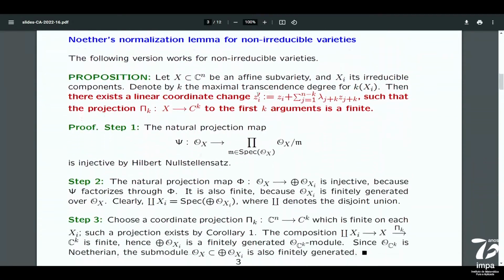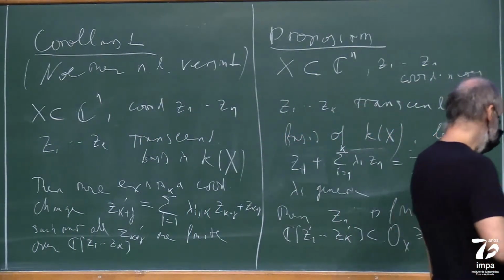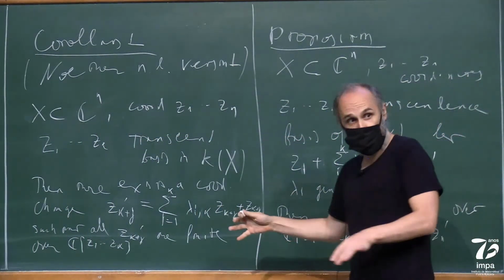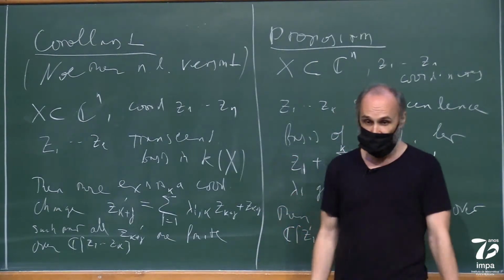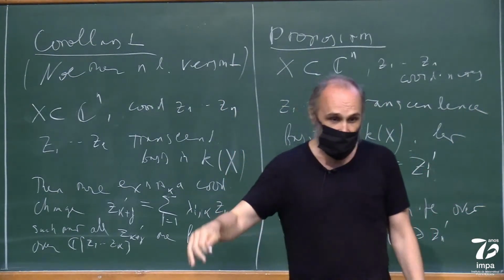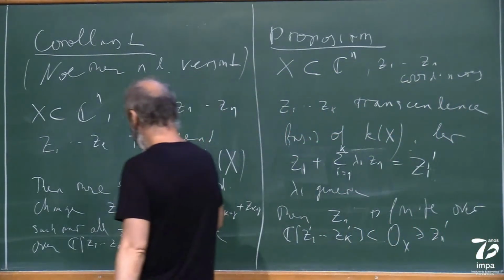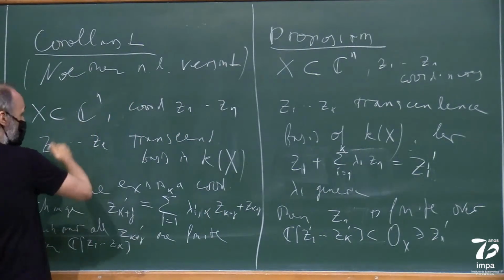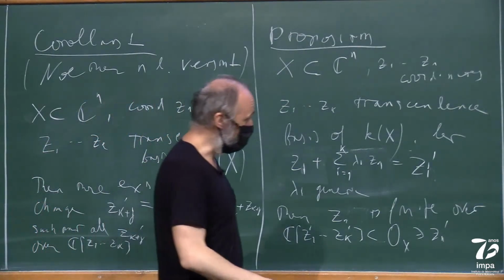So how do we obtain this corollary from this proposition? The easiest way is just to say that you can always have a finite projection from the last coordinates to the rest. This will be fine because the last coordinate is expressed with the first k in a finite way. And then you just repeat it over and over, because a composition of finite maps is finite, and this means that your map from X to C to the power k will also be finite, which you obtain by iterating this construction.